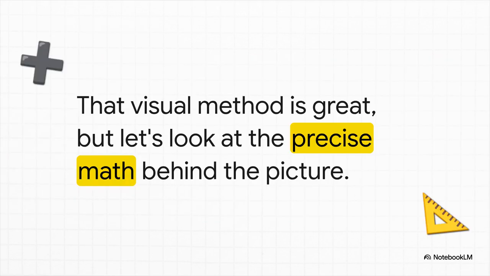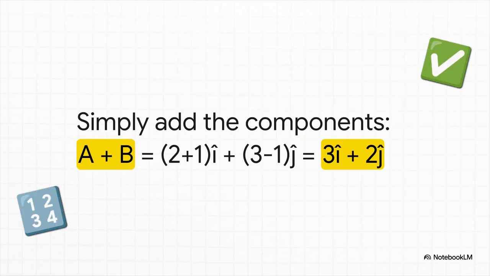Drawing it out is awesome for building that intuition, but how do we calculate the exact answer? Well, the good news is the math is just as simple, and you'll see it lines up perfectly with the picture we just drew. You just add the matching parts together. The i represents the x direction and the j represents the y direction. So we add the i parts, that's 2 plus 1, which gives us 3i. Then we add the j parts, 3 plus -1, which gives us 2j. So our final answer is 3i plus 2j. The math confirms exactly what we saw visually.